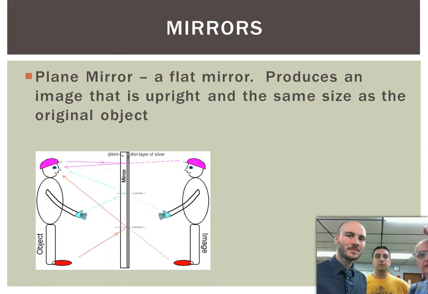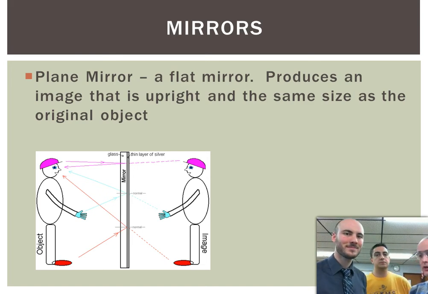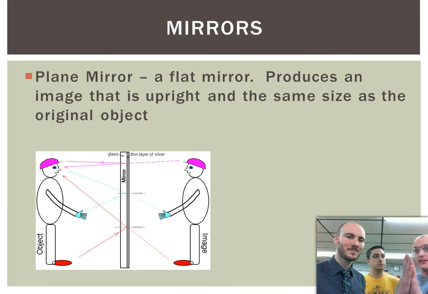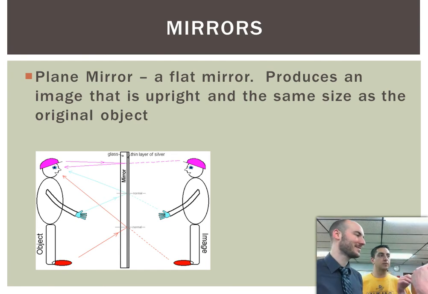Now we're going to talk about different types of mirrors and lenses. Mirrors, going into a little more detail on planar mirrors. When you look in a plane mirror, it's going to produce an image. You're going to see something that is upright and the exact same size as the original object. If you're standing up and looking in, you're not going to see your feet up. It's going to show you standing up.